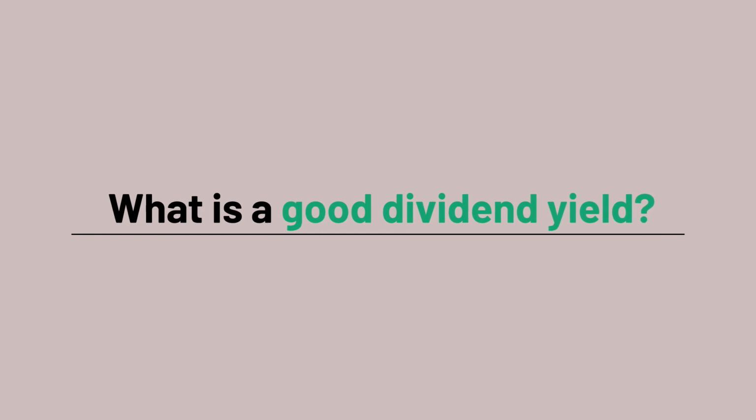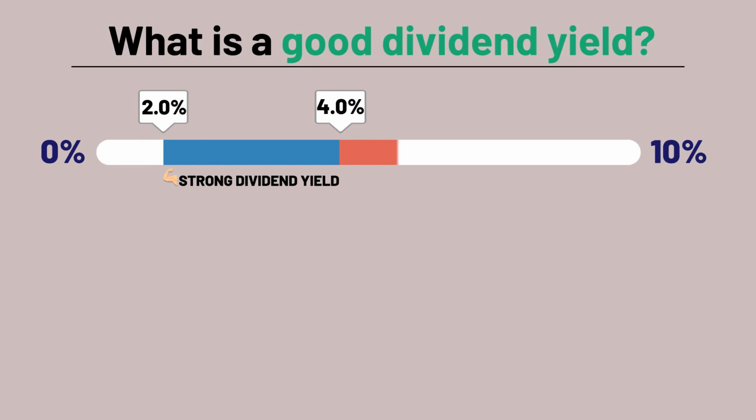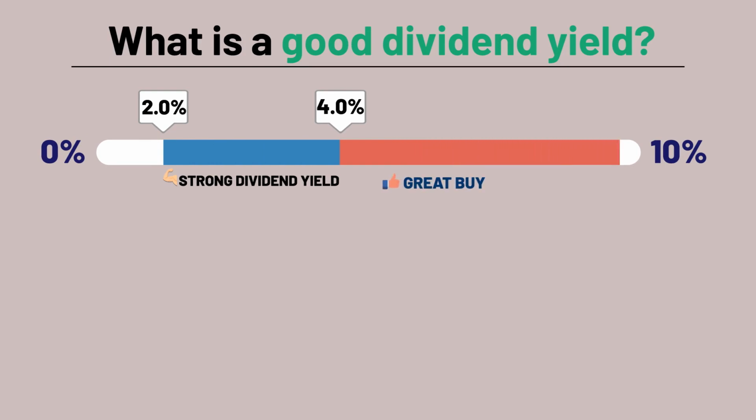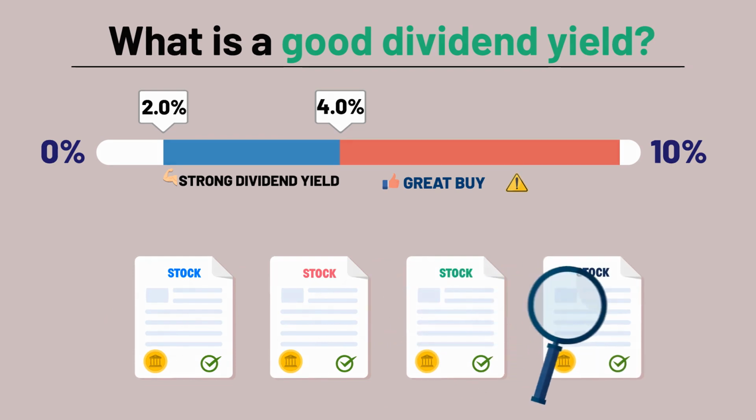What is a good dividend yield? In general, dividend yields of 2 to 4% are considered strong, and anything above 4% can be a great buy, but also a risky one. When comparing stocks, it's important to look at more than just the dividend yield.